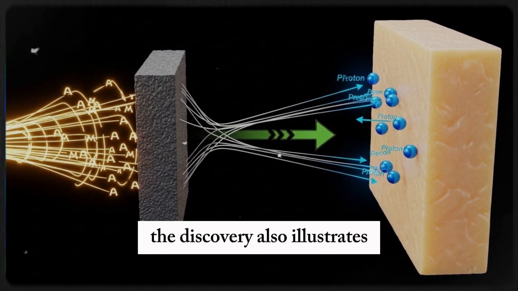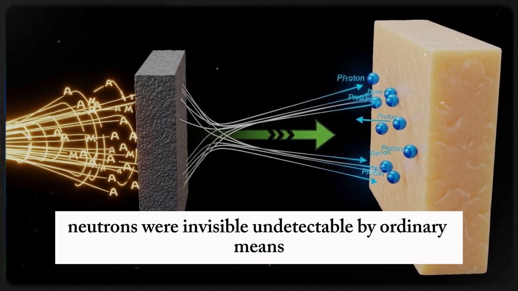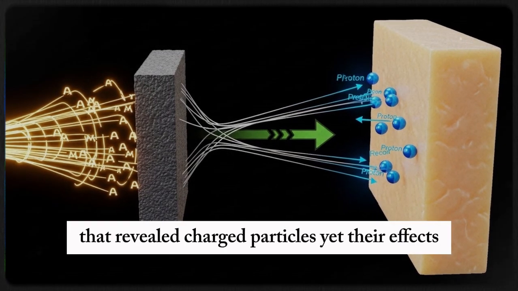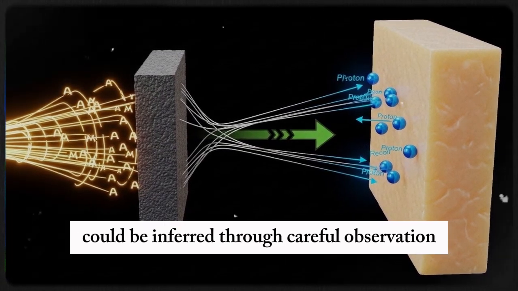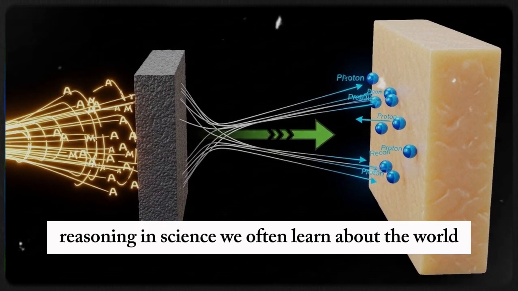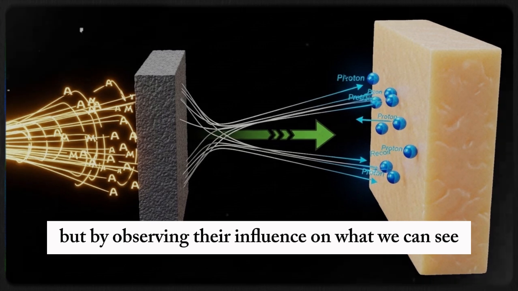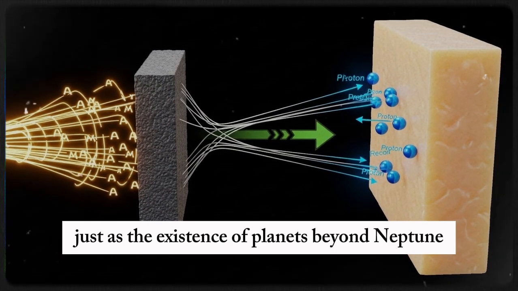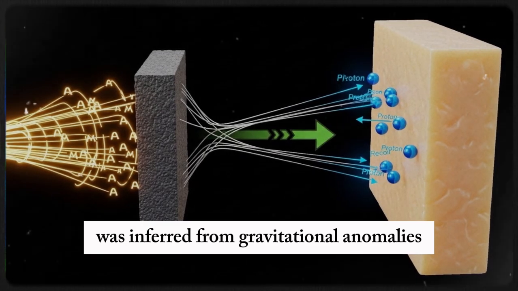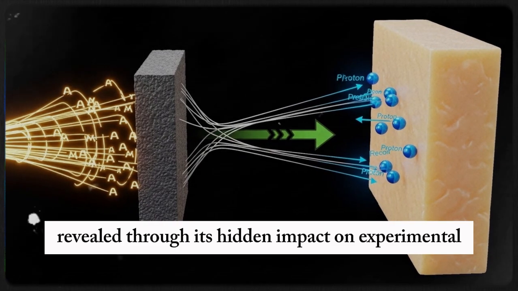The discovery also illustrates a broader theme in the history of science: the importance of the unseen. Neutrons were invisible, undetectable by ordinary means, and left no track in detectors that revealed charged particles. Yet their effects could be inferred through careful observation. In this sense, the neutron represents the power of indirect reasoning in science. We often learn about the world not by seeing things directly, but by observing their influence on what we can see. Just as the existence of planets beyond Neptune was inferred from gravitational anomalies, so too was the neutron revealed through its hidden impact on experimental results.